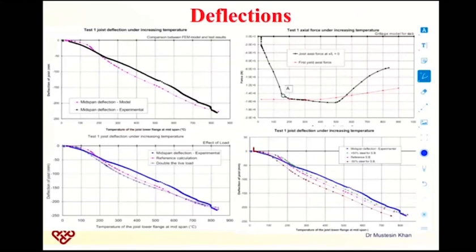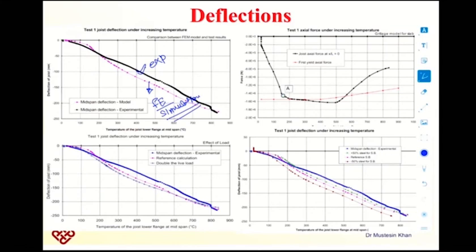Here you can see the black graph is representing the temperature mid-span deflection recorded through the experiment, and the purple line is through the finite element simulation, the model which they made on the computer. The finite element model is also giving reasonably accurate behavior, very close to the experimental temperature deflection curve. Once they achieved this, they had calibrated their model.